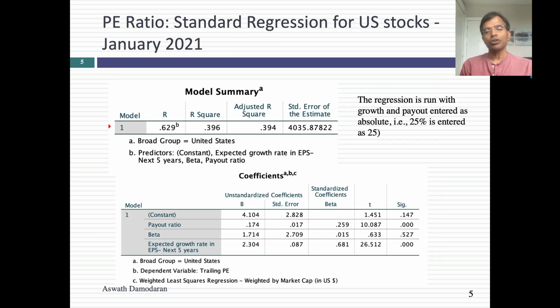And as I list the three, you're going to see why I picked these three. The payout ratio, because it captures what I think should be in the regression.